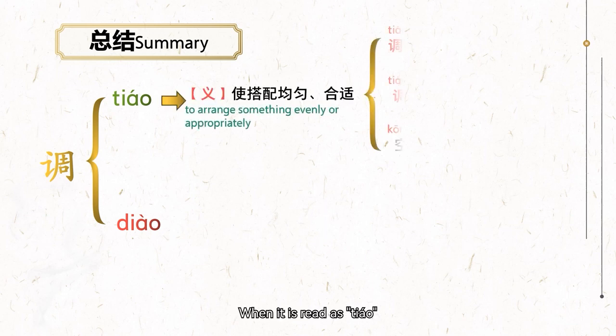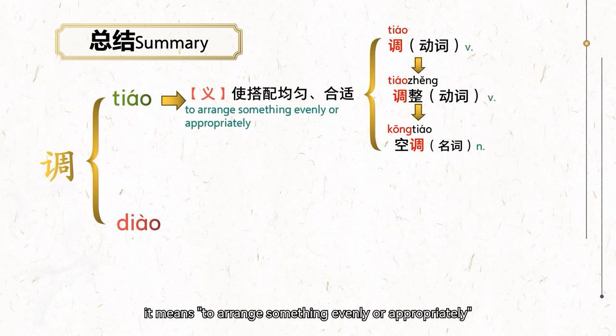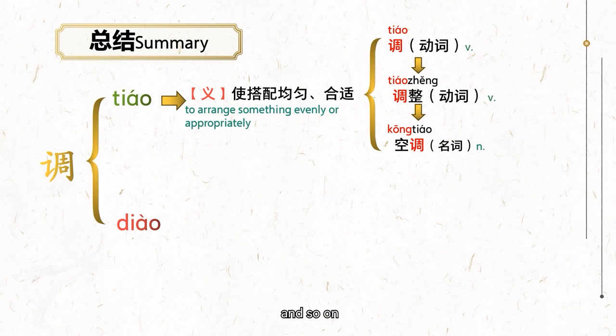When it is read as 调, it means to arrange something evenly or appropriately. It is a verb and can be used alone like 调声音, 调颜色, and etc. From this meaning, it forms the word 调整, like 调整时间, 调整计划, and so on. Besides, it also forms the noun 空调.